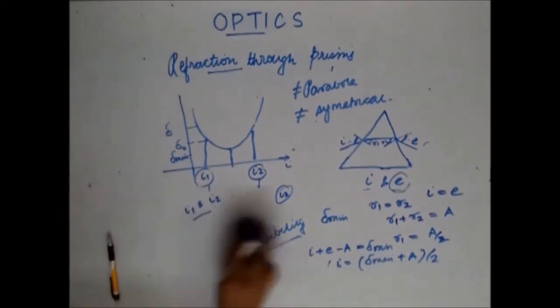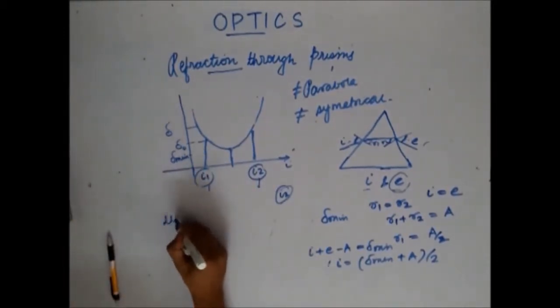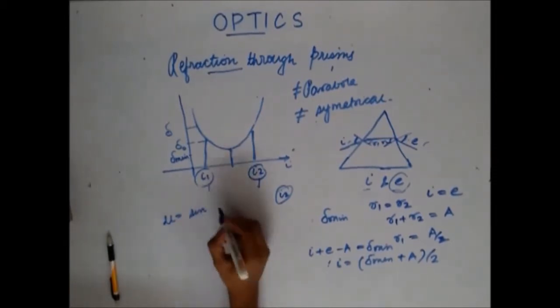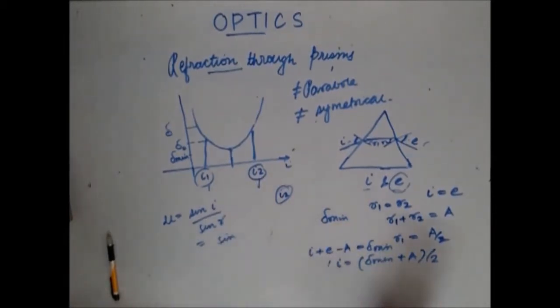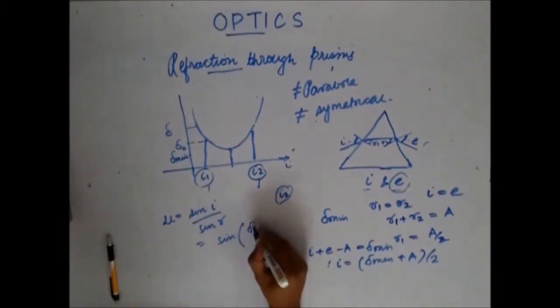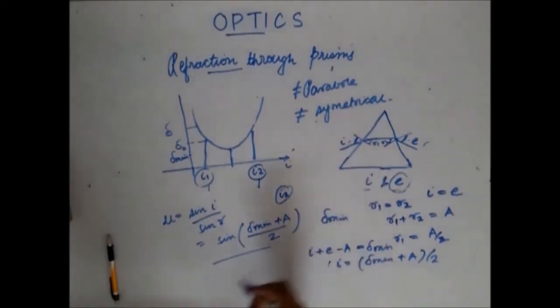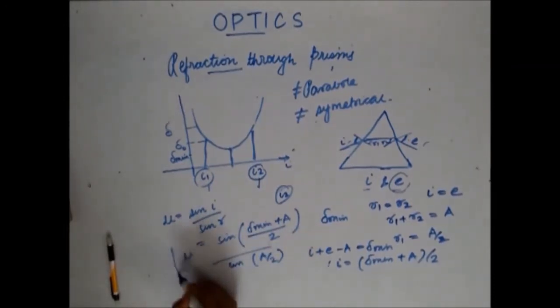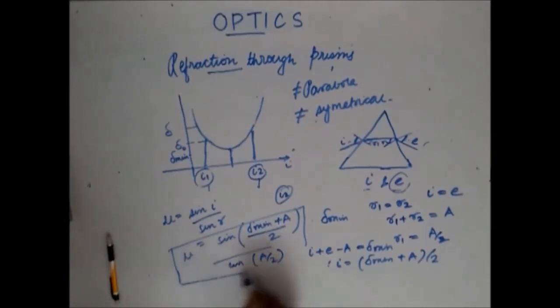Now, what is mu? Mu is sin I by sin R. Sin I is sin of delta minimum plus A, by 2. And R means angle R1, that is equal to A by 2. So this is my mu. Now to find delta minimum, if you know mu, you know A. So there's one equation and one unknown, and you will be able to find out what delta minimum is. Okay.